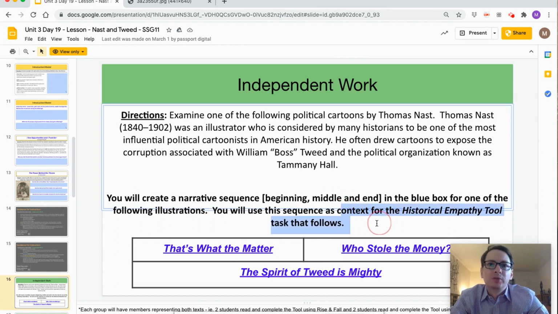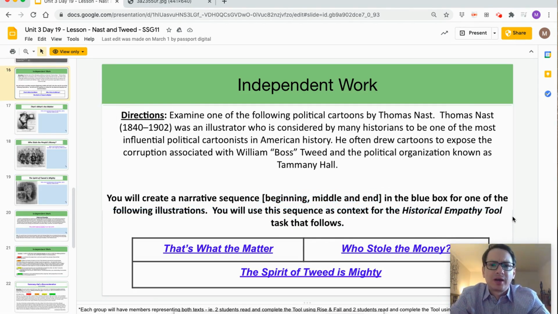Ultimately, the students will be using the historical empathy tool when reading a piece by Terry Galway, who is more sympathetic towards the Tammany machine than most other historians. Their narrative for the cartoon they select will serve as the foundation for the context in their historical empathy tool. Now, as we say here, it should be short and it should contain a distinct beginning, middle, and end. The purpose of this is to keep the students focused and only include the most pertinent information.